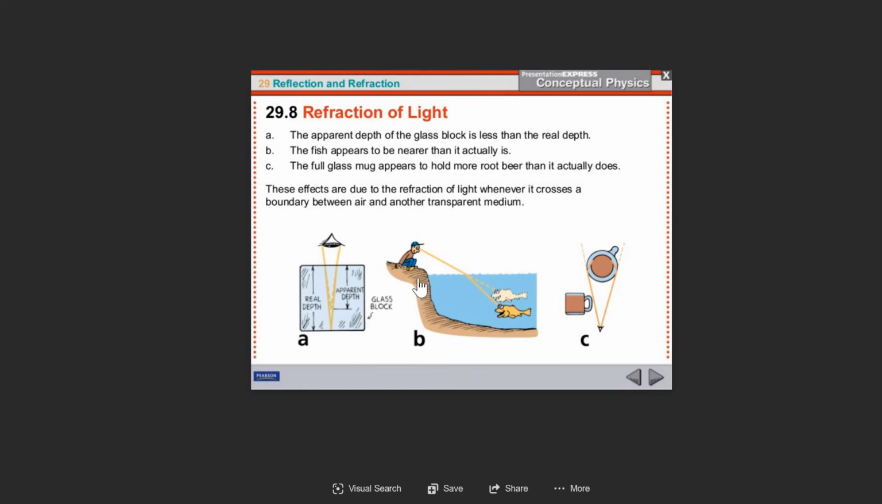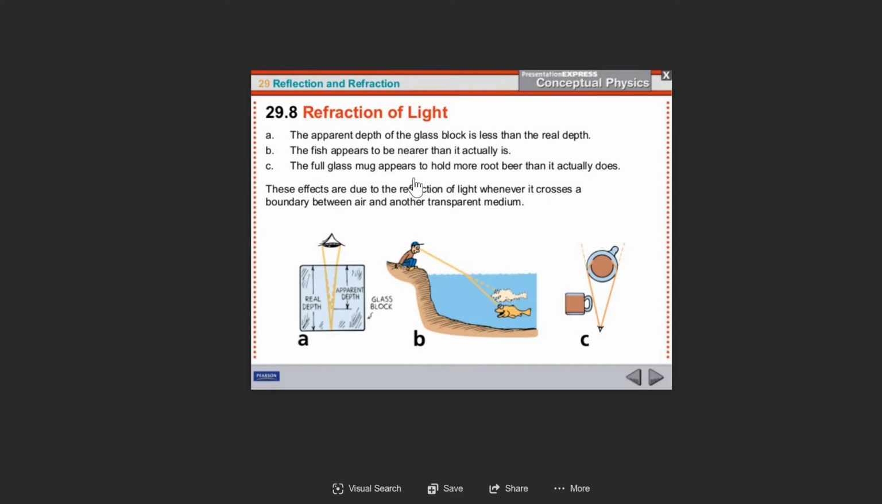See, you can see here. Now the apparent depth of a glass block is less than the real depth. The fish appears to be nearer than it actually is. See, for example, in this image, the actual fish is here, but when you are viewing at this angle, it appears that the fish is here.